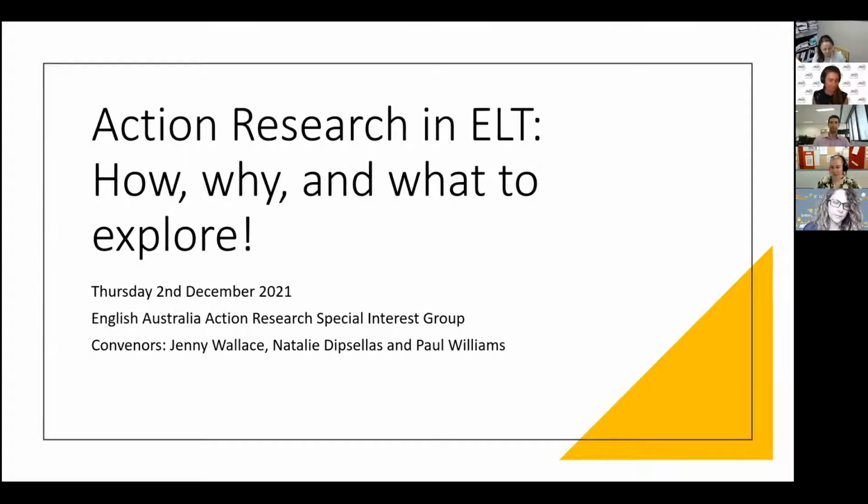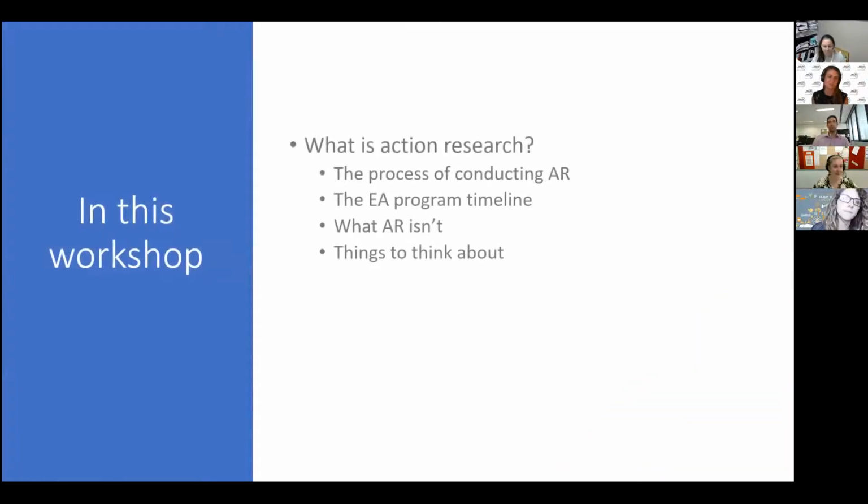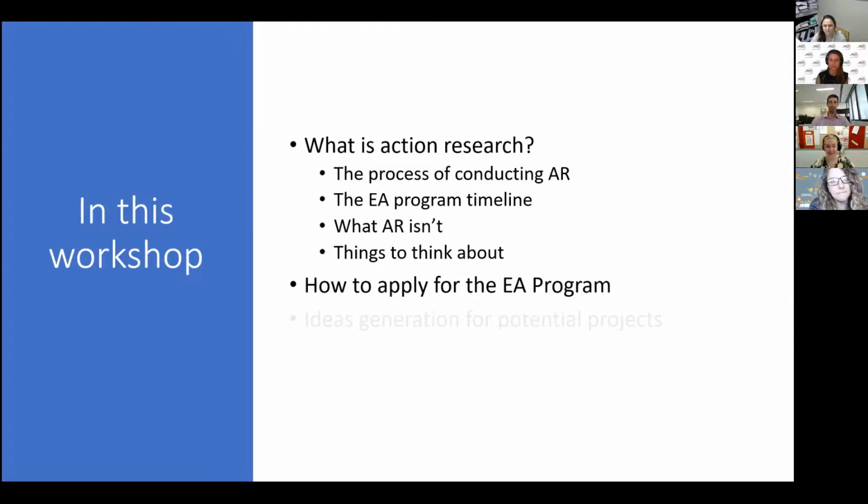So to give you a quick overview of what we're going to cover in this workshop today, we're going to talk to you about what action research is. If you are already familiar with action research, this will be a good review for you. And if you're not sure, this will give you a brief introduction. We're going to talk about the English Australia program timeline very briefly as well, and also what action research isn't, and some important things for you to think about. We'll talk briefly about how to apply for the EA program if you're interested in that.